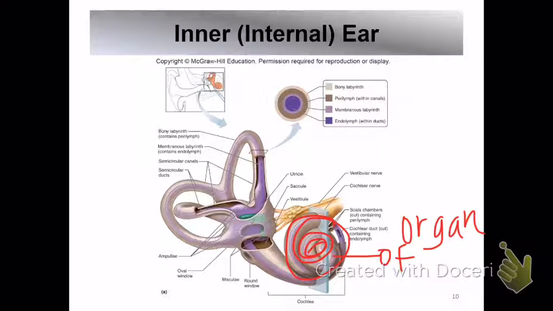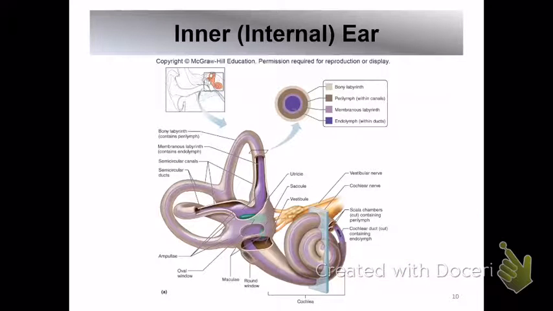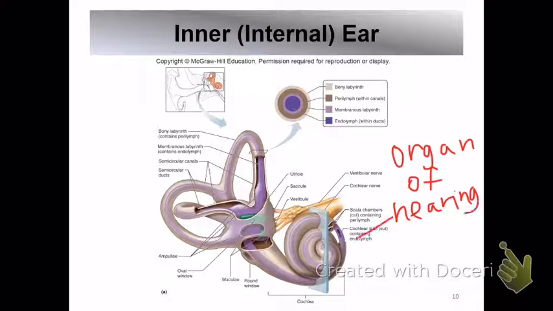Oh, I don't have room. Okay, let's try that again. It is the organ of hearing. That's your cochlea. So you want to know that. Snail-like structure, organ of hearing. The cochlea may be divided into 3 parts: the scala vestibuli, scala tympani, and cochlear duct. So you can see all that.